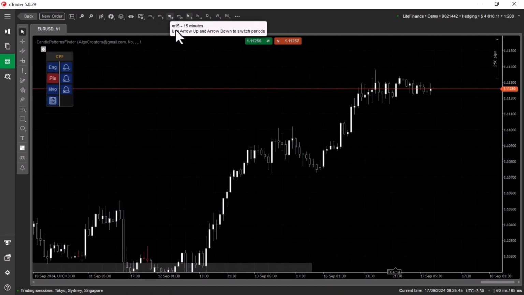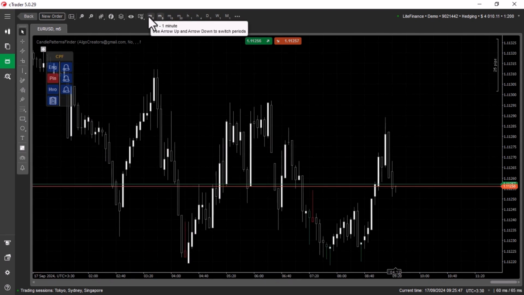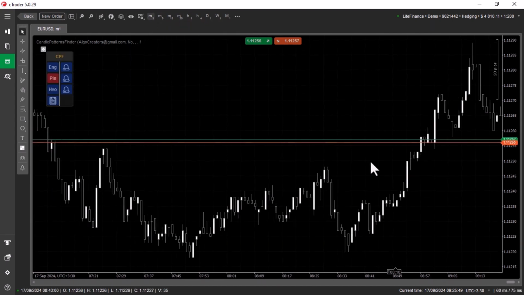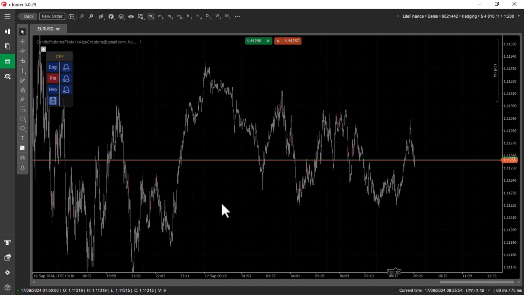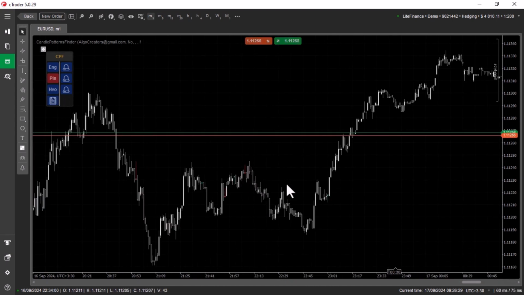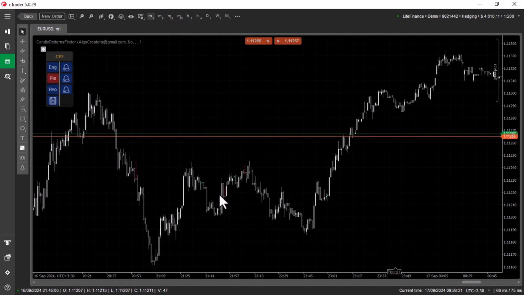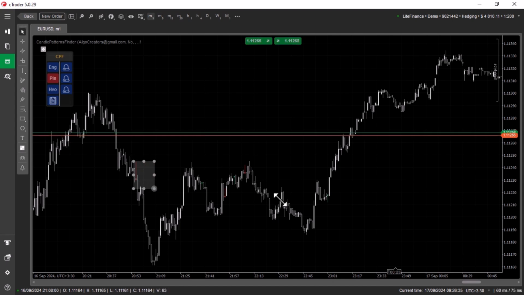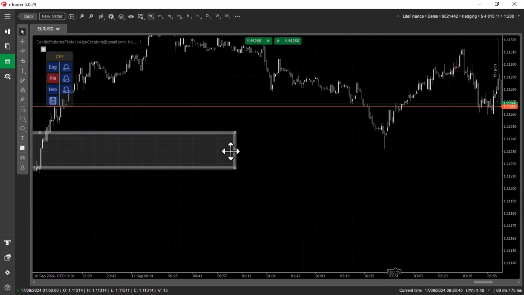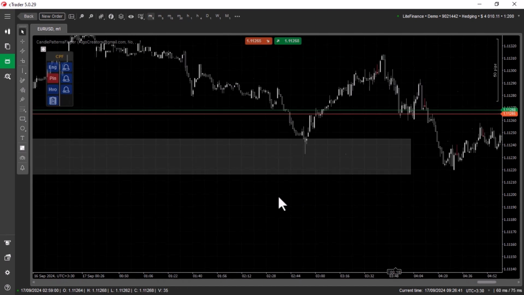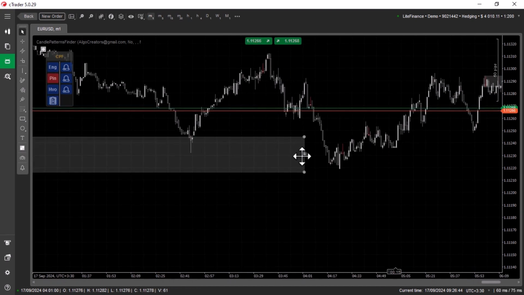It doesn't matter what time frame we're in. Even in the 1-minute time frame, pin bar candles are important and should be noted. As you can see here, several pin bar candles have formed in this area, indicating that this could be a significant price zone. I mark this area, and as you can see, good reactions have occurred at this price level.